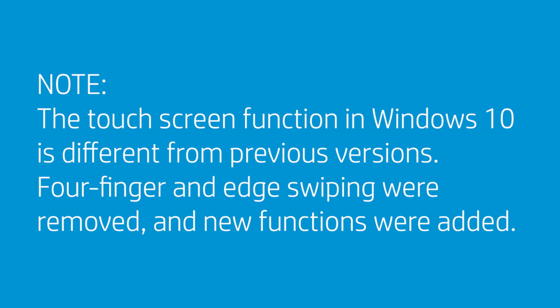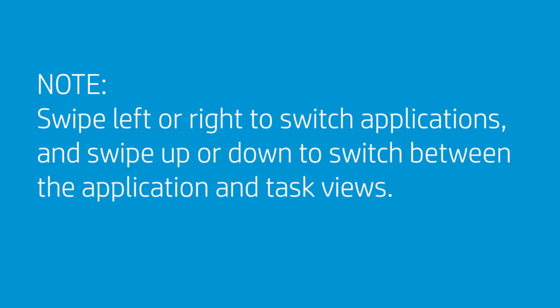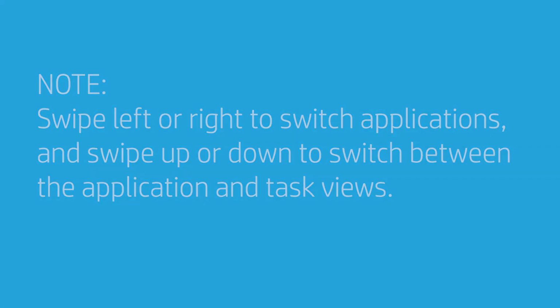The touchscreen function in Windows 10 is different from previous versions. Forefinger and edge swiping were removed, and new functions were added. Swipe left or right to switch applications, and swipe up or down to switch between the application and task views.